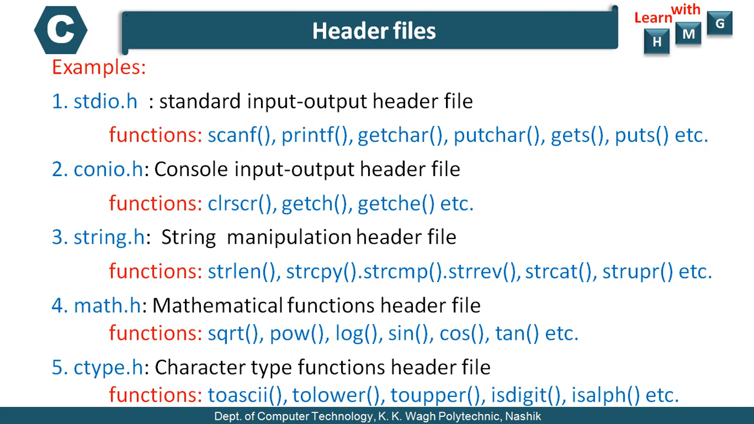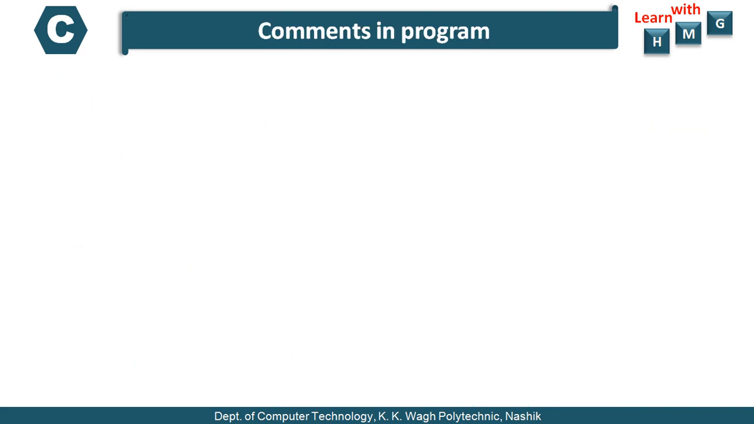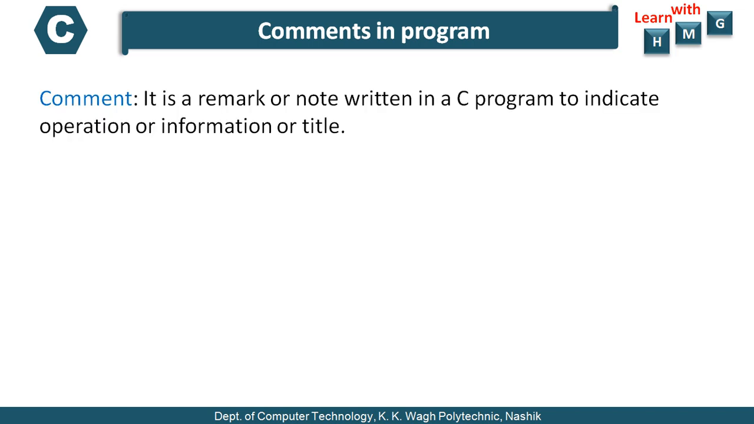Another thing required in your C program is the comment. What is a comment? It is a remark or a note written in a C program to indicate an operation or information or title. Whenever you are writing a program, you may give the title for what purpose you are writing it. Within a program, suppose you are writing some segment of code, you can indicate the information about what type of operation that segment is performing.